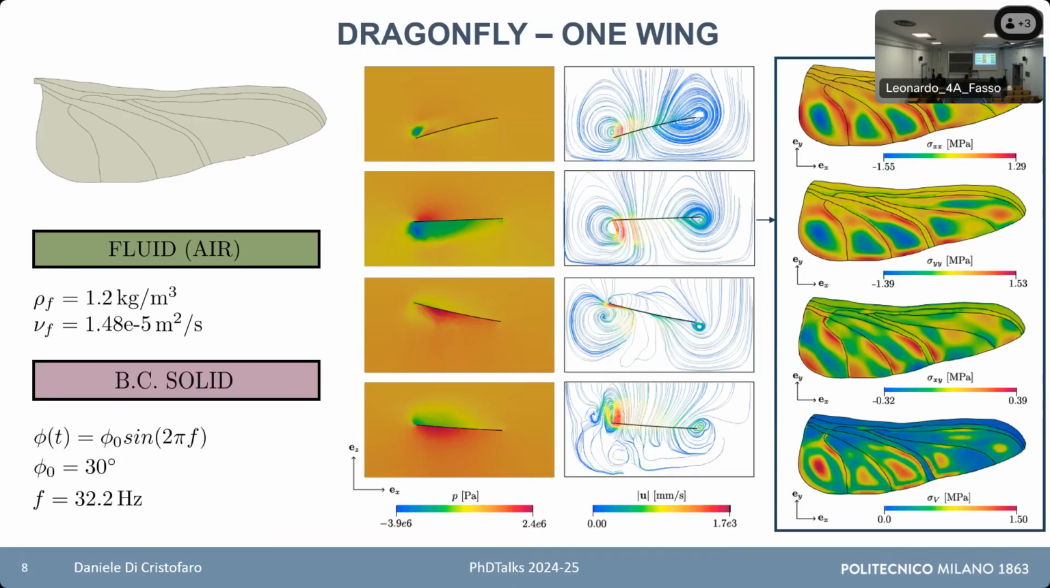Here we can see the simulation for one single wing. We take into account the hind wings. Okay, we use air as the fluid, so there are the viscosity and the density of the air. And what we impose from the mechanical view, we impose a rotation, okay, with 30 degrees as maximal angle, and this is the flapping frequency of the dragonfly. These are realistic values taken from a paper, so I'm not simulating here.